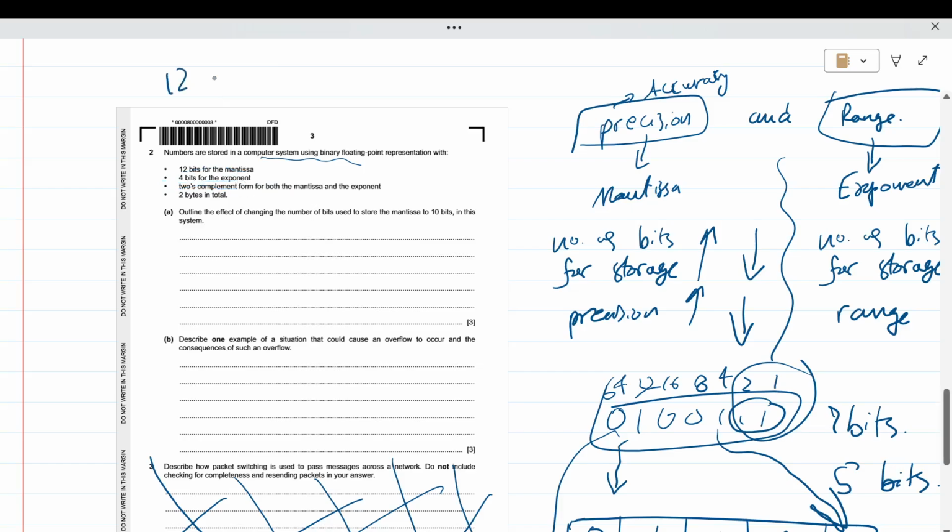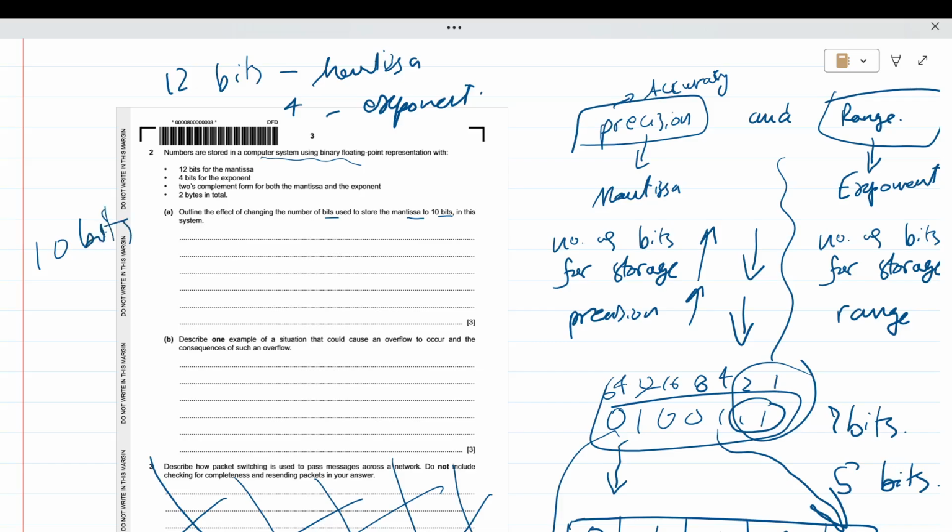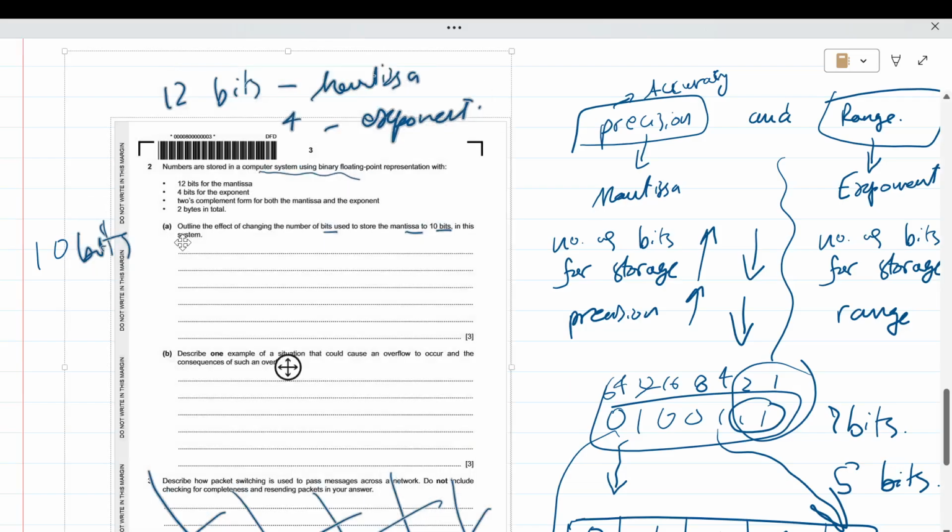So you have 12 bits for the mantissa, right? I know my writing is really bad, but never mind. And 4 bits for the exponent. It says outline the effect of changing the number of bits used to store the mantissa to 10 bits. So instead of giving the mantissa 12 bits, we're only going to give it 10 bits. What's going to happen? The precision is going to decrease. So the way I'm going to write it in here is this.